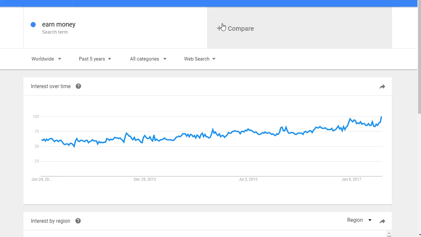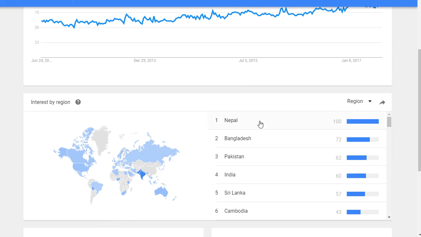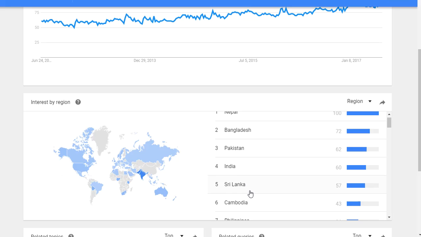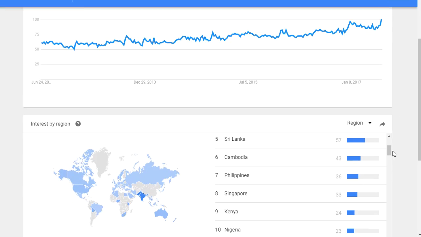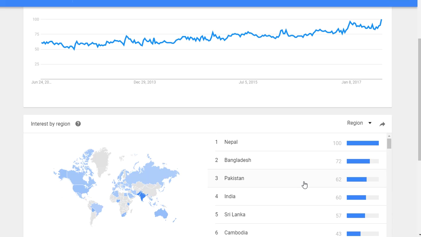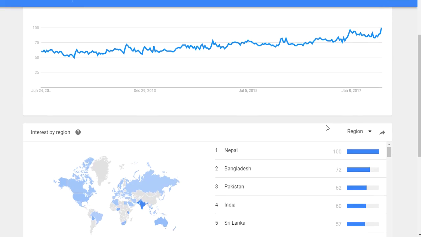Before I go down, let me show you that you can also compare it to something else. If you want to compare Coke versus Pepsi or whatever, you could do that, and it would show you how they're trending. Right here you can see how it compares across different countries. So what countries are actively searching for this keyword, and this is a percentage based on the amount of searches. Nepal is probably a relatively small country, but it's based on how many searches are coming out of there.